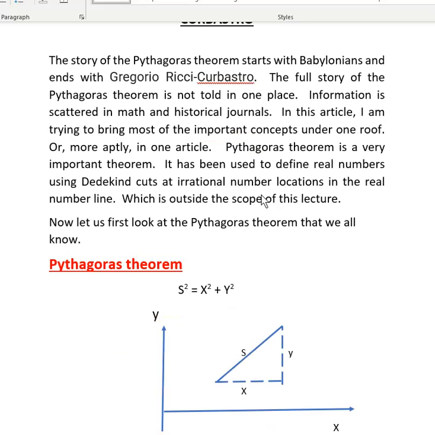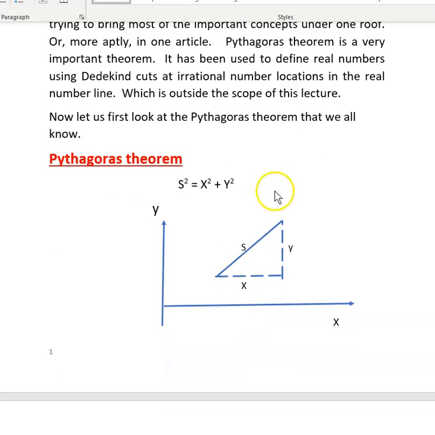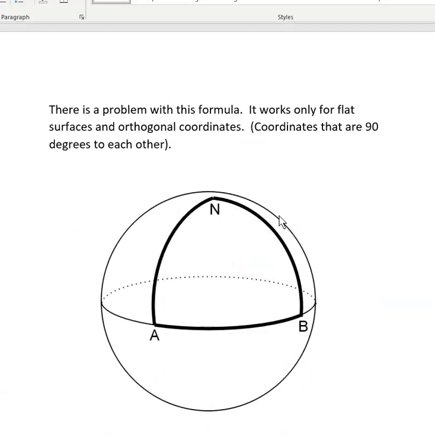Now let us first look at the Pythagoras theorem that we all know. So in the Pythagoras theorem you have x and y. This is the x and y coordinate system, and it's a flat coordinate system, and you have x distance, y distance, and s squared is equal to x squared plus y squared. There is a problem with this formula. It works only for flat surfaces and orthogonal coordinates that are 90 degrees to each other.